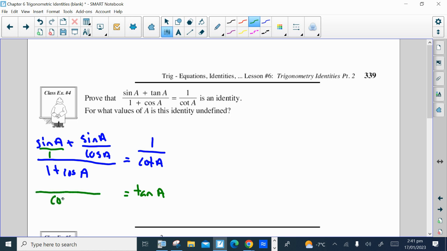So on the top, the common denominator will be cosine A. I need to multiply top and bottom by cosine A for that first term. Okay, times cosine A times the sine A. I'm multiplying top and bottom by cosine A. So this first term will be cosine A times sine A plus the sine A. Right? This second term already had our denominator of cosine A, so that didn't change. And that's all divided by 1 plus cosine A. So in this step, I just got a common denominator and added those two terms together on the top left.